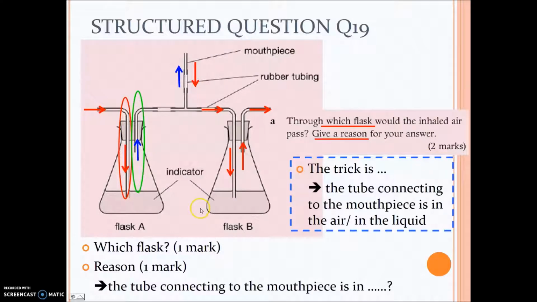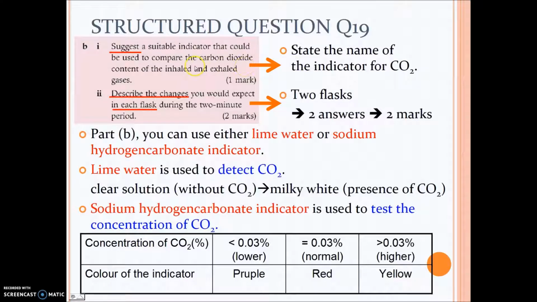So 2 marks, one mark for the flask, and the other mark for the reason. The tube containing the mouthpieces is in where? And part B, you can see that you need to suggest a suitable indicator for comparing the carbon dioxide concentration in inhaled and exhaled gas. So state the name of the indicator for CO2.